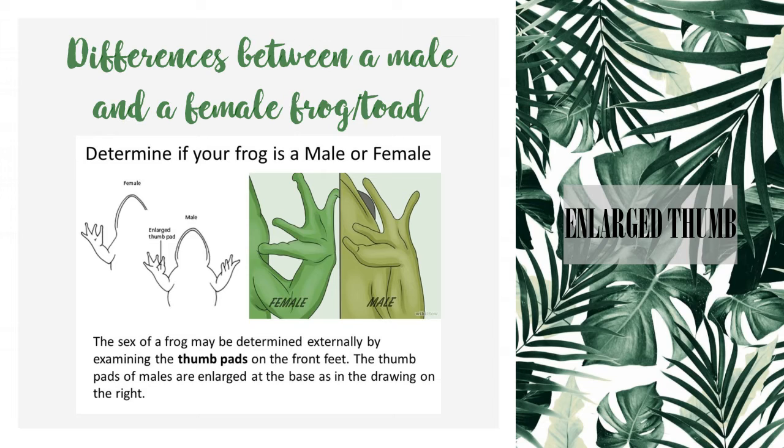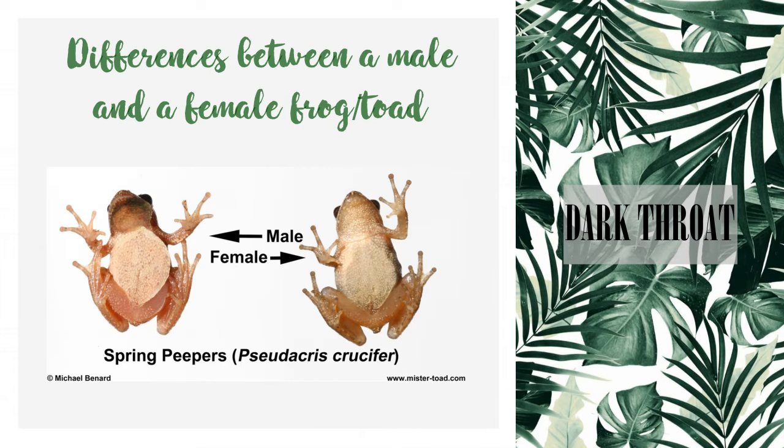Another feature is the enlarged thumb. One way to determine whether the frog or toad is male or female is its enlarged thumb, which all males have. During breeding seasons, the first finger of the males develops to become gripper pads to grip the back of the females for the amplexus to occur. Male frogs and toads also develop a dark throat color during mating season that sets them apart from the females.